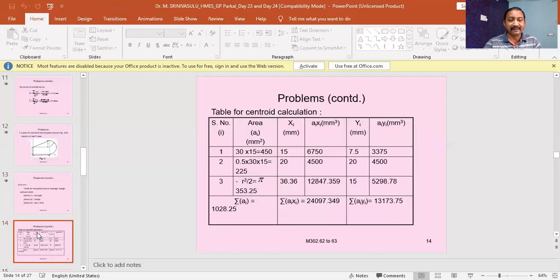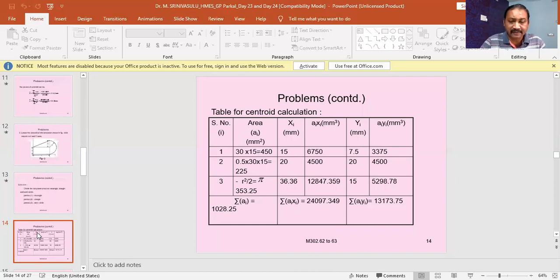Now coming to the rectangle, as you know, we now know this table. In the table we have the serial number, area, x distance, that is x bar, and the term a into x, and the y bar, then the term a into y. Now coming to the first one, that is the rectangle area. It has a base 30 and depth 15. So 30 into 15 becomes 450.